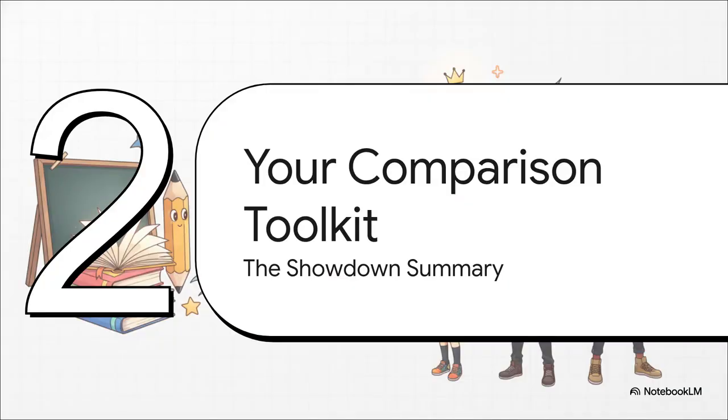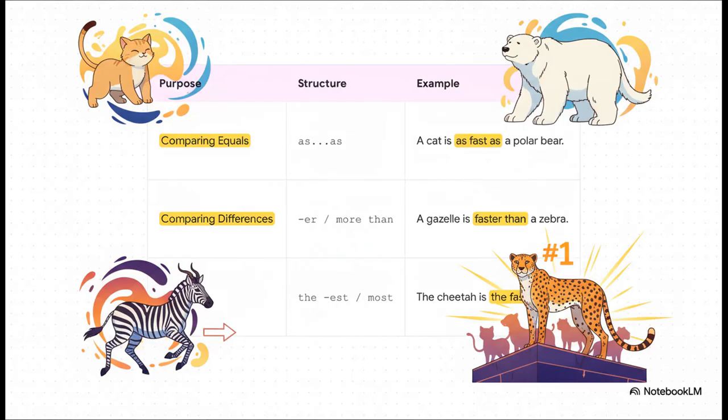So after all these showdowns, what have we learned? Well, you've just armed yourself with a complete comparison toolkit. Let's recap it real quick. To compare equals, you use as. To compare differences between two things, you use er or more than. And to find the number 1 in a group, you use the, est, or the most. That's it. That's your complete guide to any showdown you can think of.